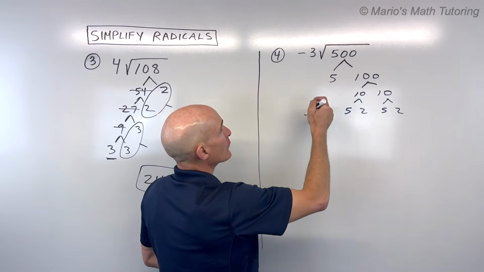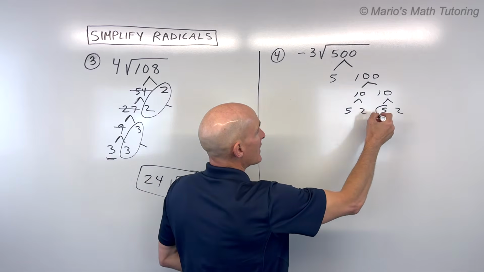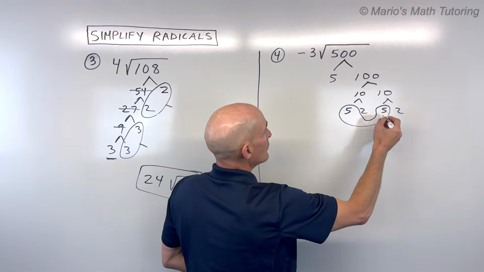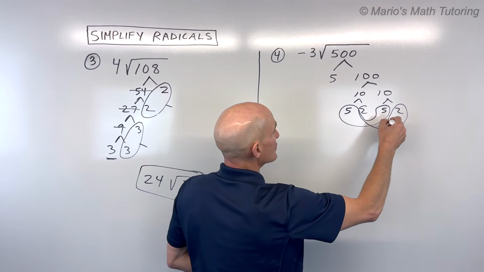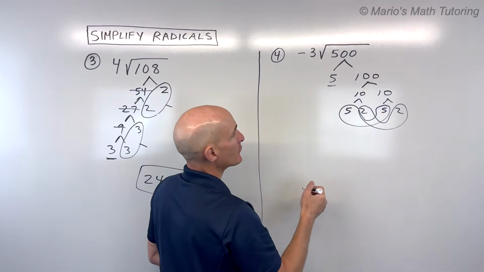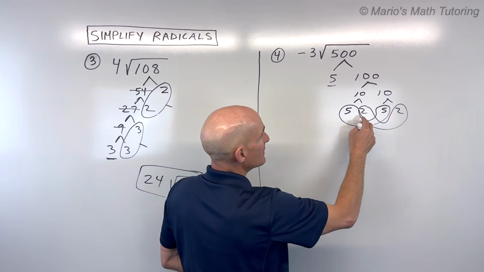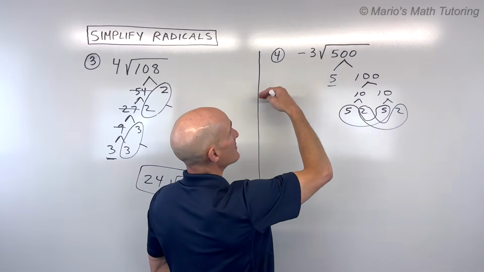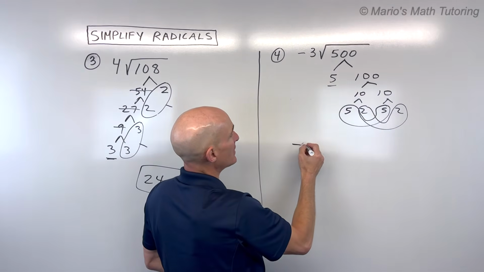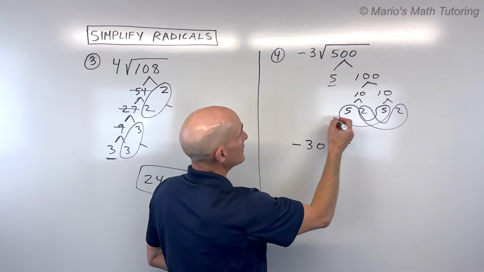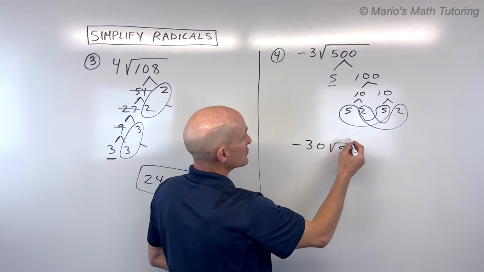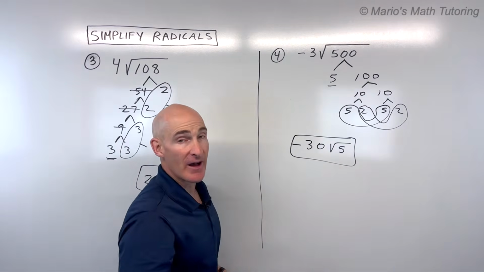And now we're looking for a pair of the same number. So we've got a pair of 5s here at the end. We've got a pair of 2s here at the end. And we have this 5 left over. So this is going to be 5 times 2, which is 10. That 10 comes out in front, times the -3 is going to be -30. With this 5 left over, so -30 square root of 5.